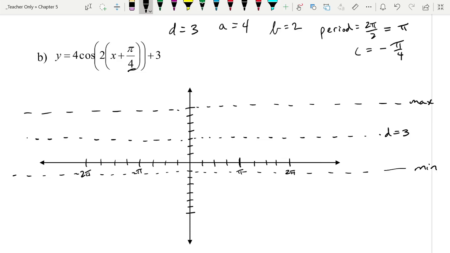All right, starting point is 1/4 pi to the left. But wait a minute. This is a cosine graph. If I was drawing a regular parent function cosine graph, what do you know about the starting point here on the y-axis? Starting point is the maximum. The starting point's the maximum this time. So this is going to have a maximum right here.